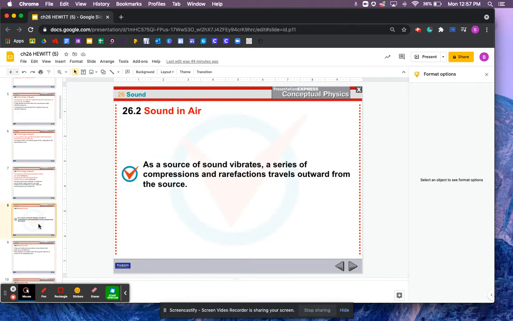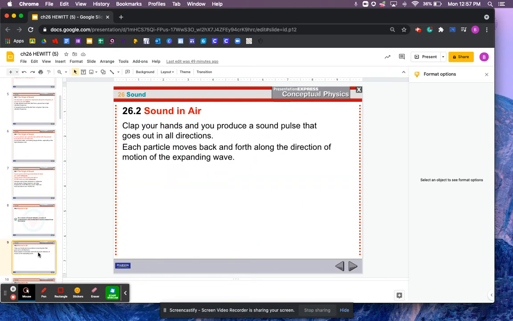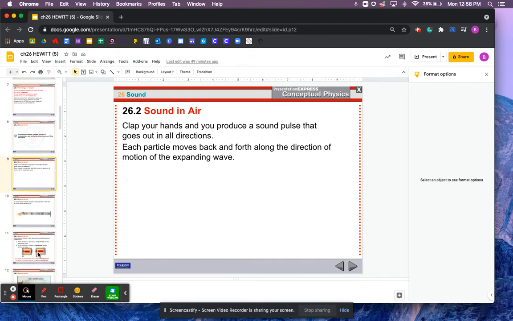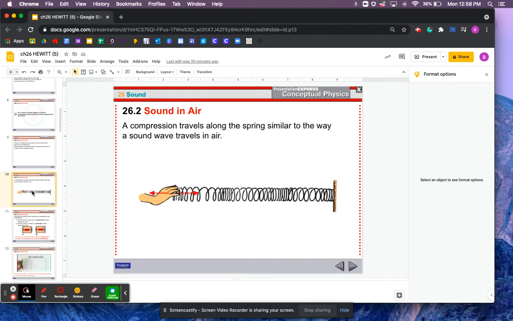So, sound in air. So far, we talked about the origin of sound. We talked about pitch and frequency. Let's talk a little bit about how sound actually travels. If you clap your hands, you're going to produce a sound that goes in all directions. Remember, sound travels in every direction, and each particle is moving back and forth along the direction of the motion. Sound isn't like a light wave, which has a photon that can travel.